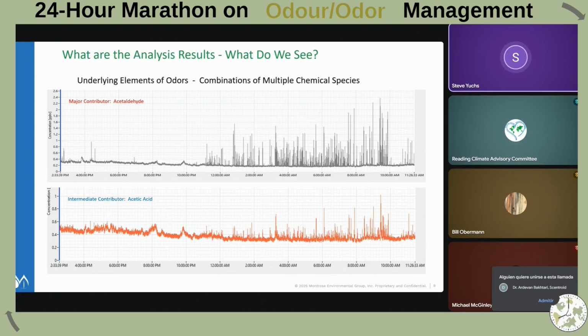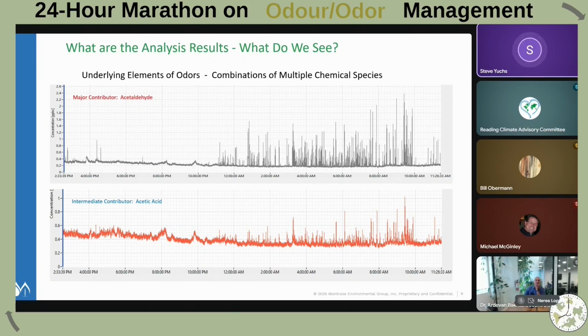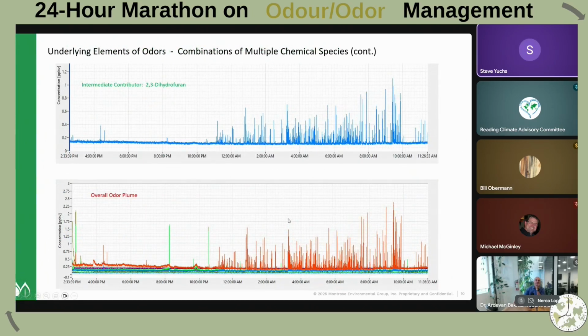But I do want to note that these are very low levels. These are concentrations in parts per billion. And some of these compounds are actually below the odor threshold. So even though we can see them on the instrument, you can't smell them when you're outside. You don't even have to have the odor plume present for us to determine the compounds that are really there.